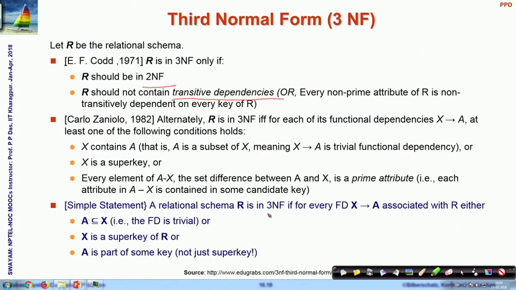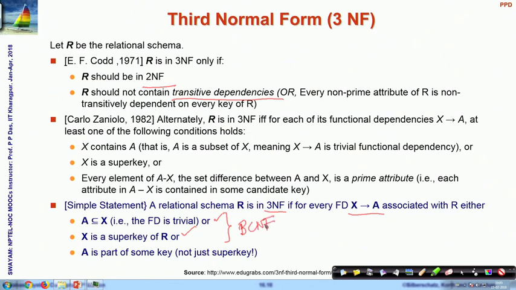So, we will say that a relational schema is in 3NF if for every functional dependency X determining A that holds on this schema, either it is a trivial dependency, which is A is a subset of X, or X is a super key. So, this is the condition, as you had seen earlier, to be in Boyce-Codd normal form.